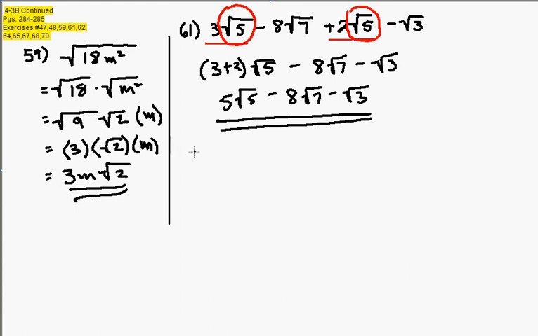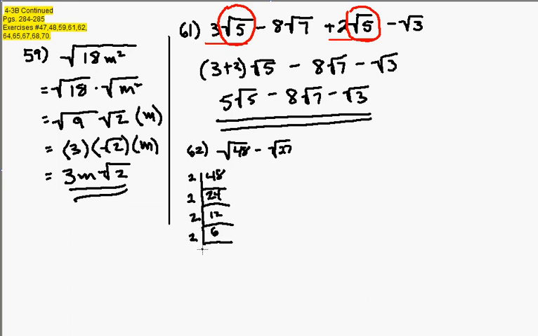So let's see, after 61 is 62. So number 62, here we're looking at the square root of 48 minus the square root of 27. So if I can rewrite this now, if I wanted to, I could use my ladder method. We could do that. So 48, let's try that one. So 2 goes into 48 24 times, 2 goes into 24 12 times, 2 goes into 12 6 times, 2 goes into 6 3 times.